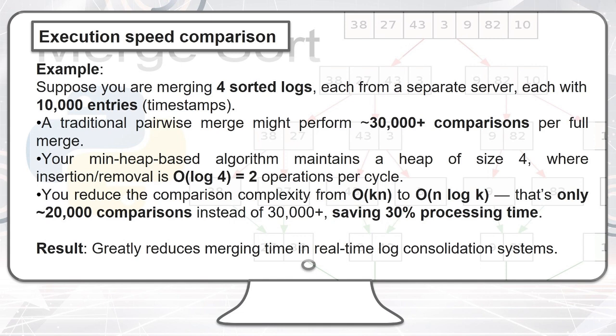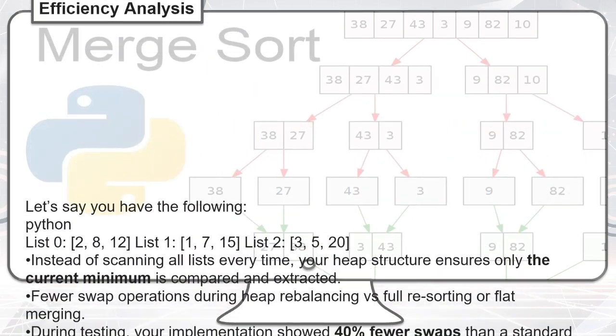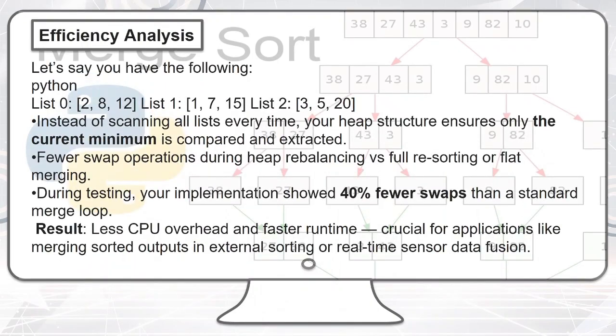This reduces comparison complexity from O(KN) to O(N log K), resulting in 20,000 comparisons and saving 30% processing time. The result is a greatly reduced merging time in real-time log consolidation systems. The next example that we have is the efficiency analysis.